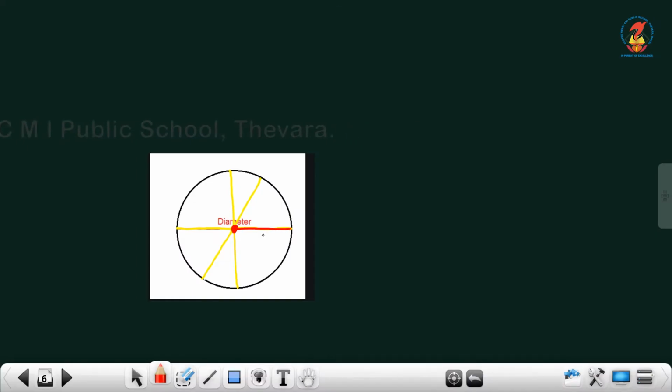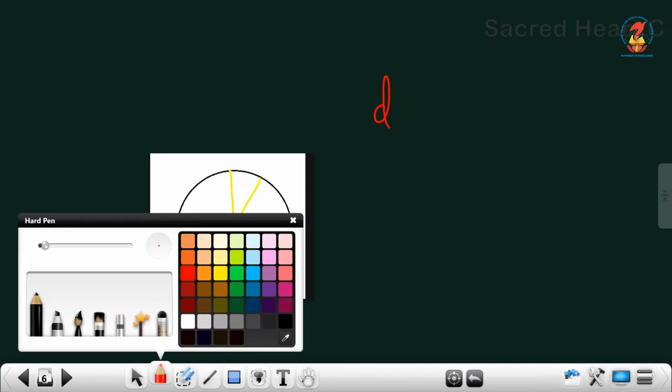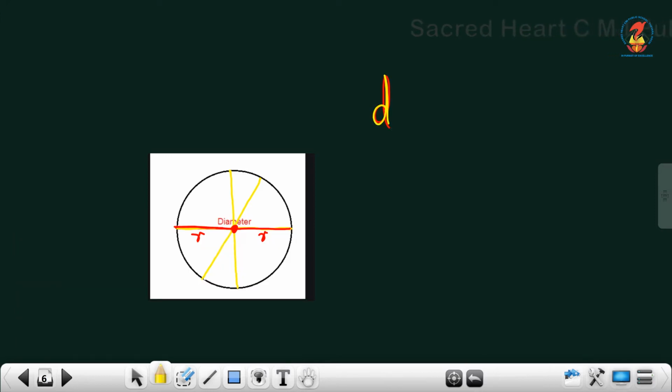Okay children, we already studied that from center to any point on the circle is the radius. We are representing radius by using the letter R. So we can say that this is also a radius. Diameter we are representing by using the letter D. So what can you write? Diameter is equal to R plus R.